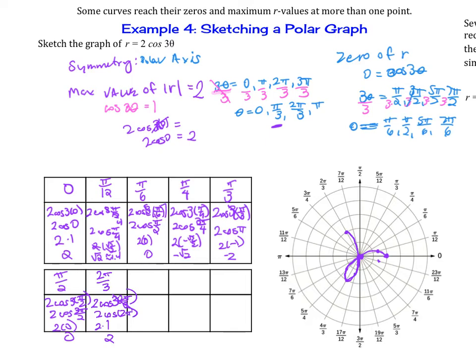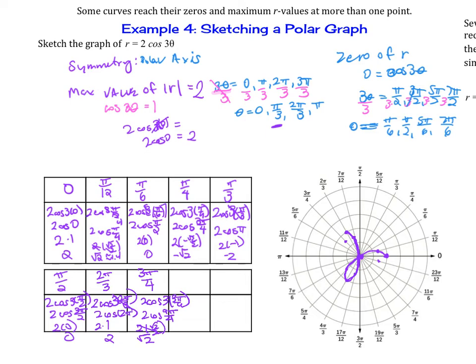Then let's try another value, 3 pi over 4. So 2 cosine of 3 times 3 pi over 4. So that's 2 cosine of 9 pi over 4. And so that's about pi over 4. So 2 cosine of pi over 4, that's a positive root 2 over 2. And so we're looking at positive root 2, which is a 1.4. So again, that gives us another idea of what's happening with this curve. And so it's going in this direction here.